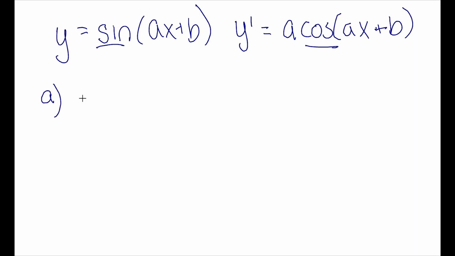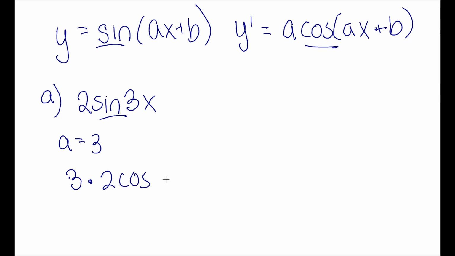So for example, 2 sine of 3x. In this case, a equals 3, and sine will change to cosine. So we get 3 times 2 cosine 3x, or 6 cosine 3x.